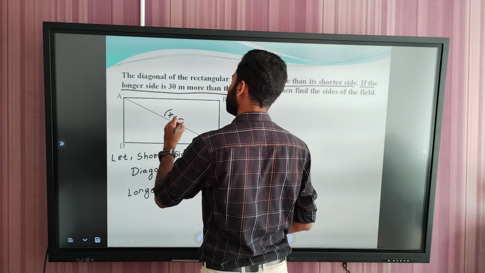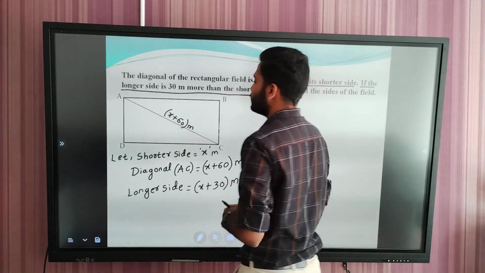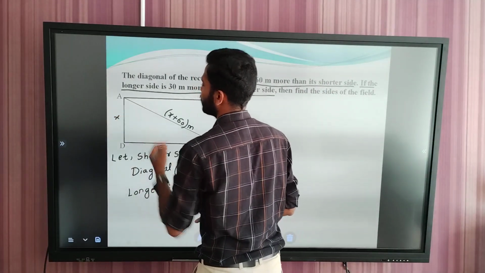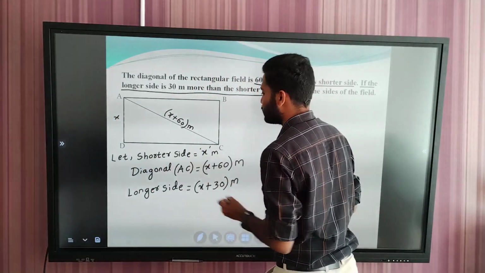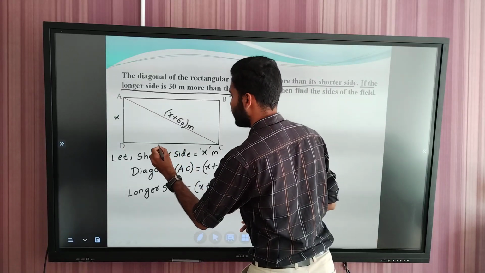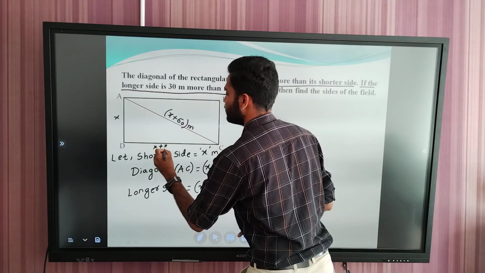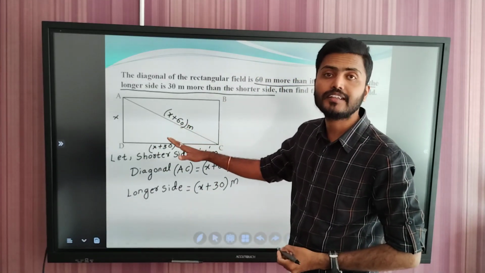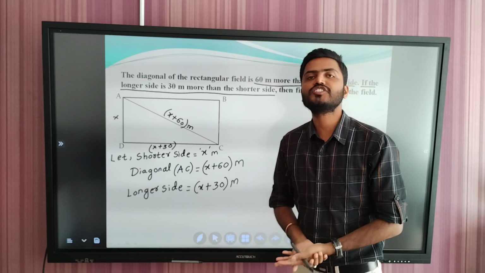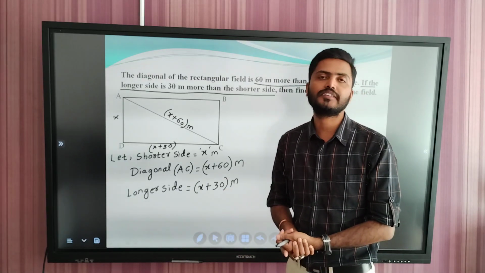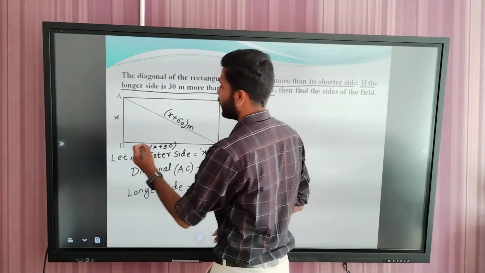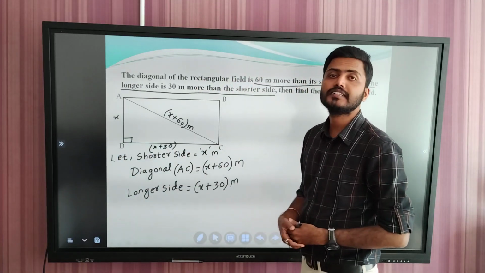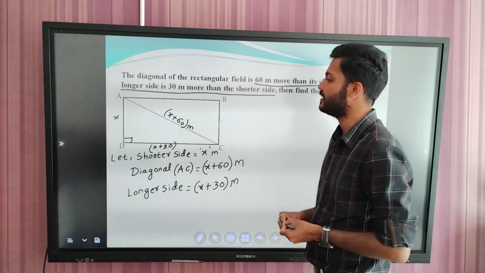Correct? This is x plus 60 meters. So then we have the shorter side. Let me consider it to be AD, which is the shorter side, and DC, let me consider it to be the longer side, which will be x plus 30. Correct? So since, my dear students, this is a rectangular field, we know that each angle in a rectangle measures 90 degrees. So I can now say that triangle ABC is a right angled triangle.